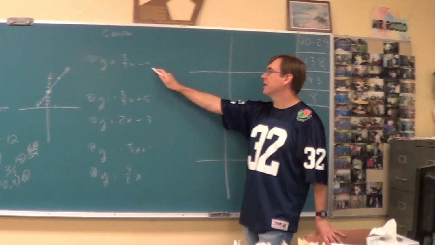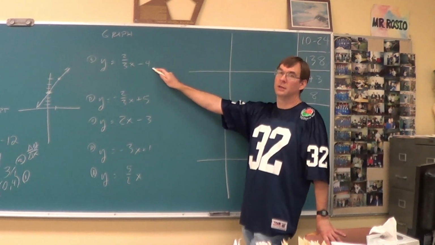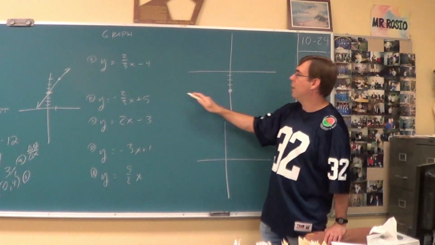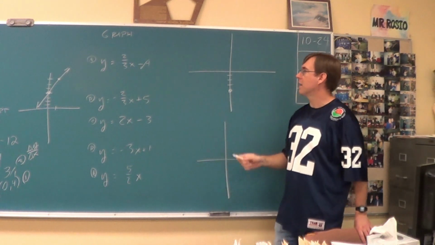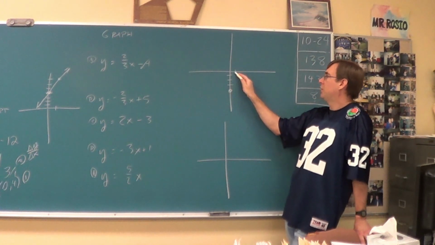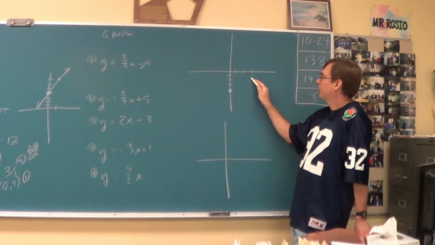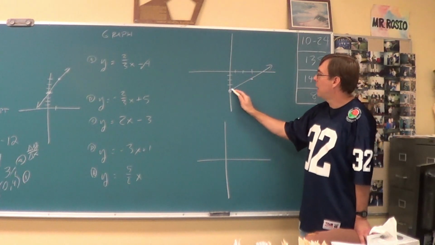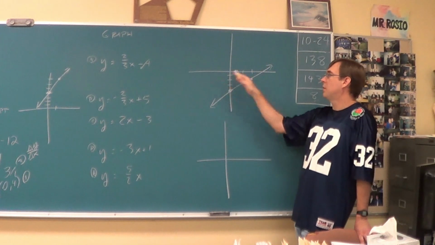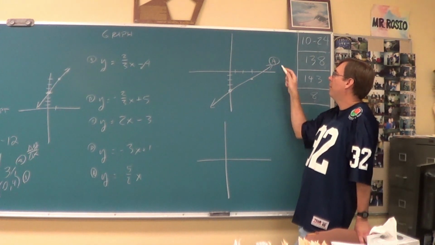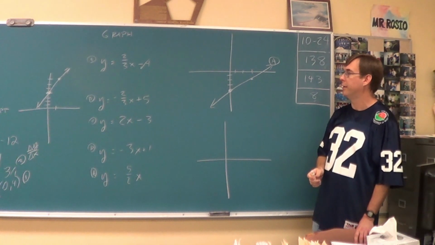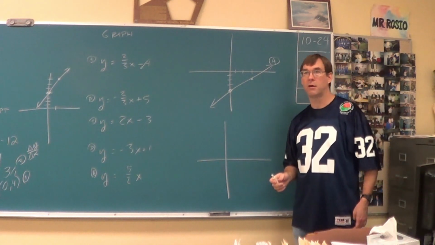So for this one, where are we going to head first? Down 4. So we'll find that intercept. We're down 4. That's been handled first. And then how will the 2/3 steer you? Up 2, right 3. Connect those with a line. I don't feel like doing a million different coordinate systems on my board, so I'm going to label them as I do them. That would be graph A, so I can find it later.